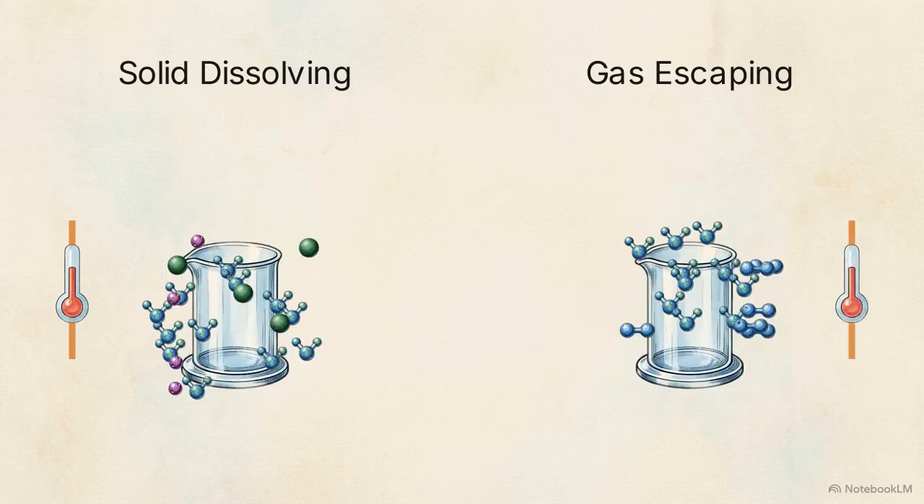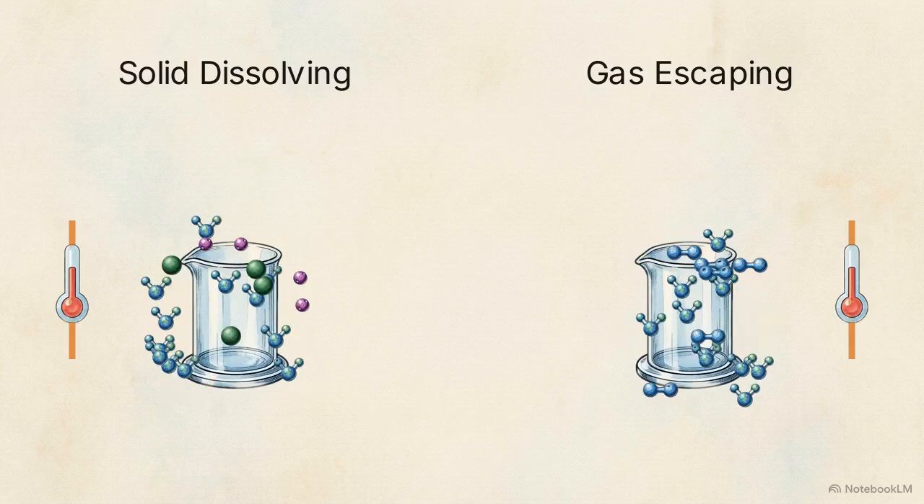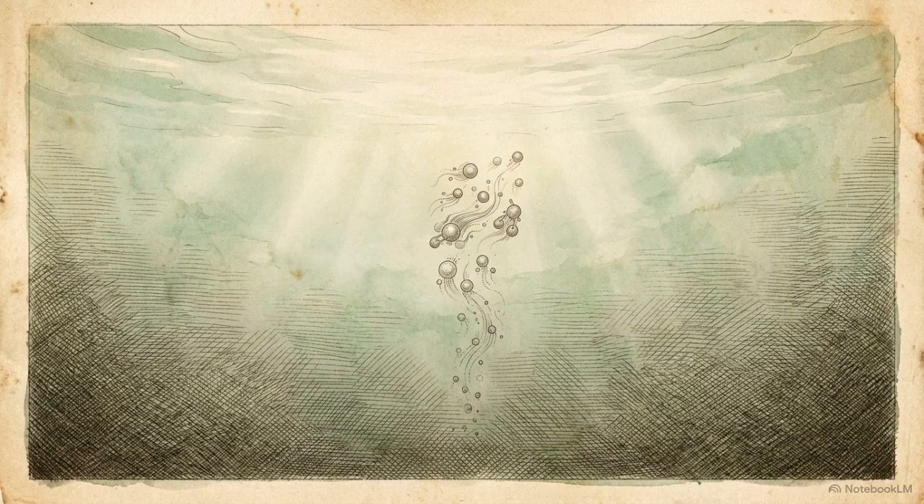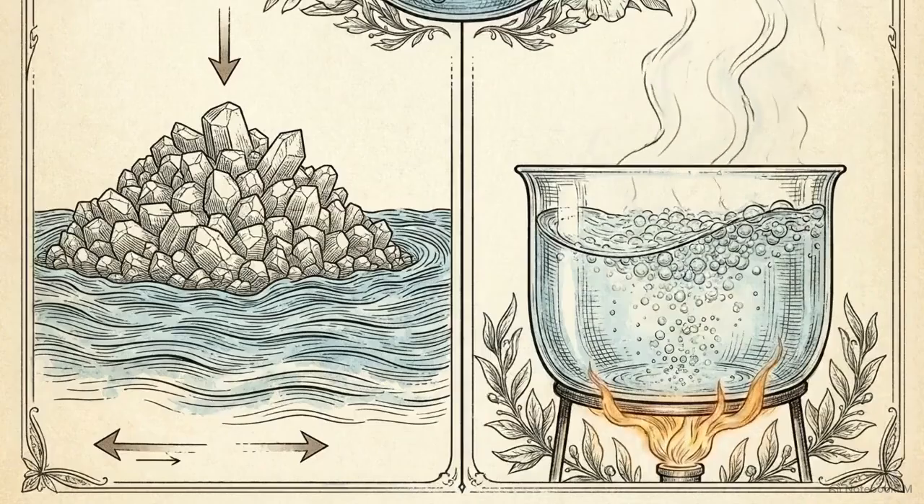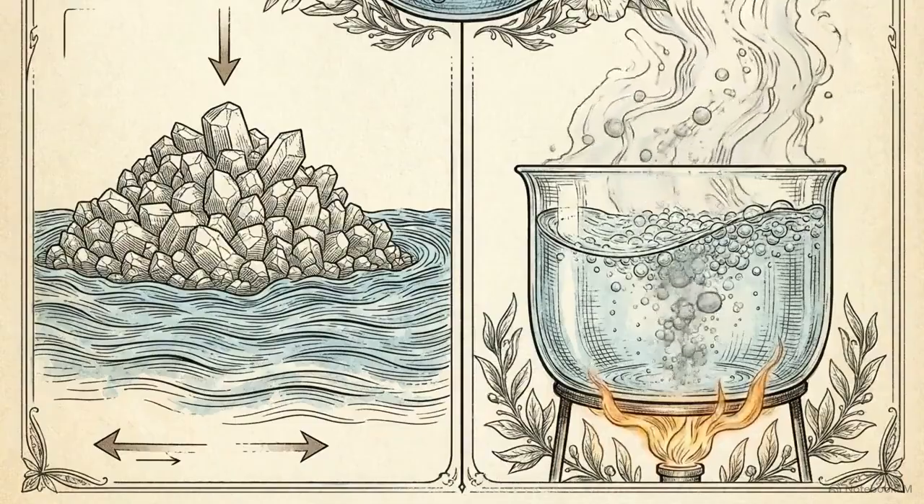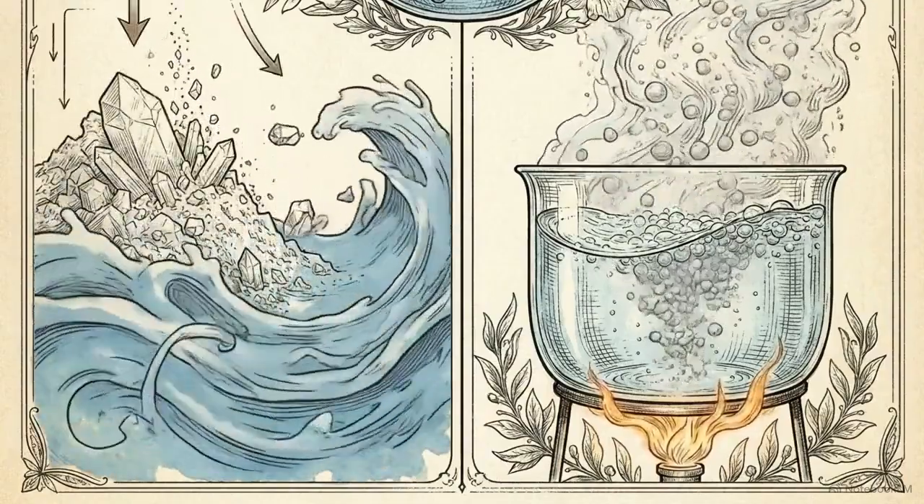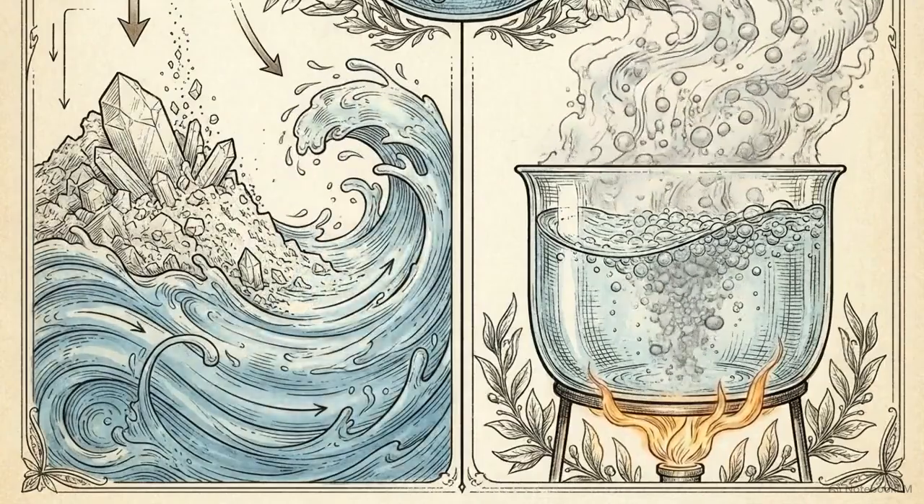But heat oppositely affects gases. The energy causes dissolved gas particles to vibrate, break free from the liquid's grip, and escape. This explains why fish struggle in warm ponds. As the water temperature rises, it loses the dissolved oxygen that aquatic life needs to breathe. Temperature works in two directions. While heating the solvent allows it to dissolve more solid matter, it simultaneously purges the system of dissolved gases.